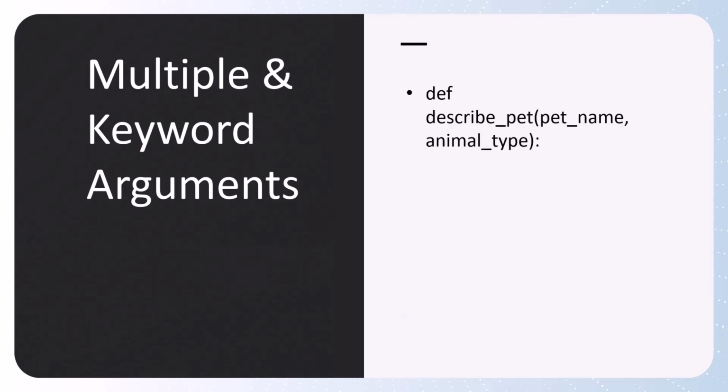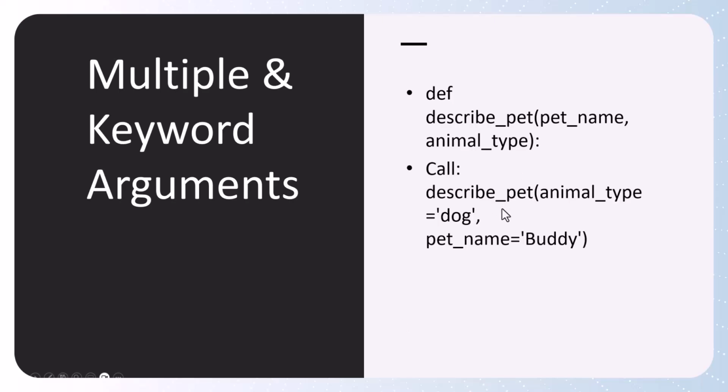Multiple and keyword arguments. Next we have a function, say describe_pet, with pet_name and animal_type. And how do we call it? One of the ways to call it is describe_pet, where I'm calling this function with animal_type equals "dog", comma, pet_name equals "buddy". We'll also run this and explain.